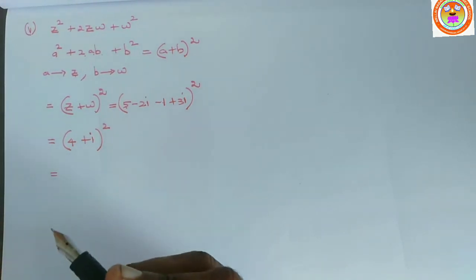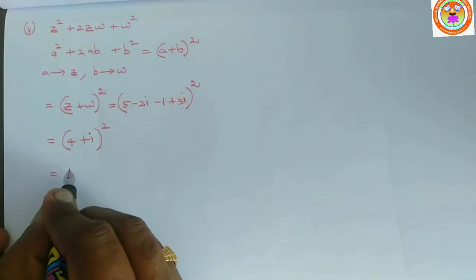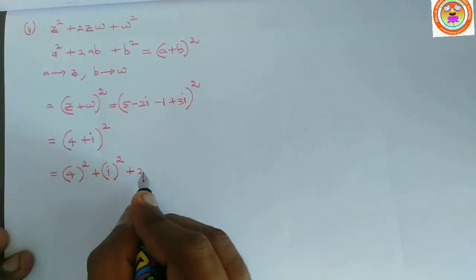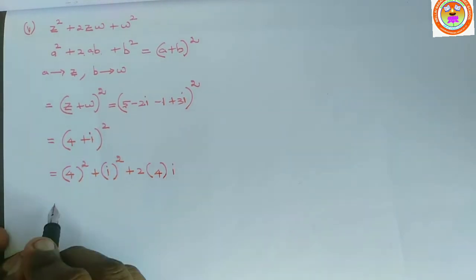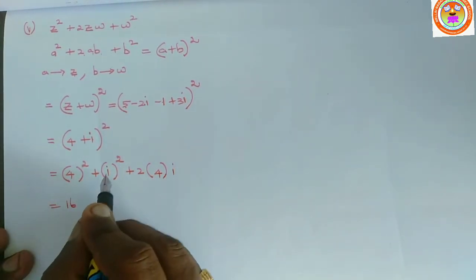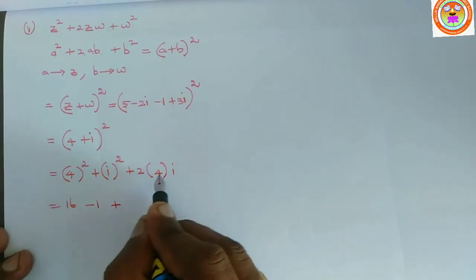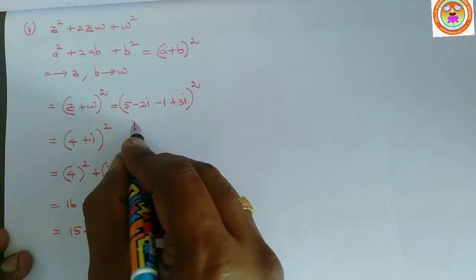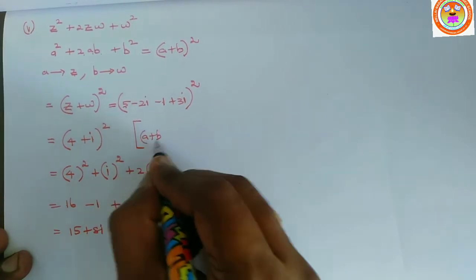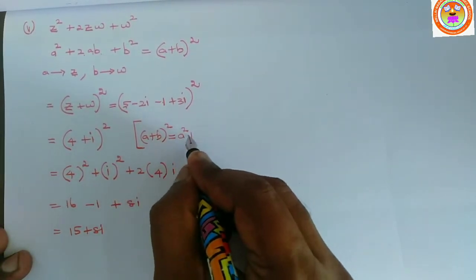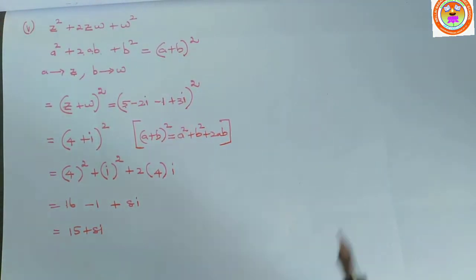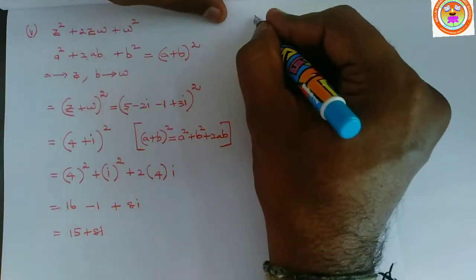Once again we can use the a plus b the whole square formula: a square plus b square plus 2ab. So what is 4 square? 16. What is i square? Minus 1. 2 4s are 8i. 16 minus 1, 15. So 15 plus 8i. What is the formula we use here? a plus b the whole square is equal to a square plus b square plus 2ab. This is the formula we used here. Fifth subdivision is over.